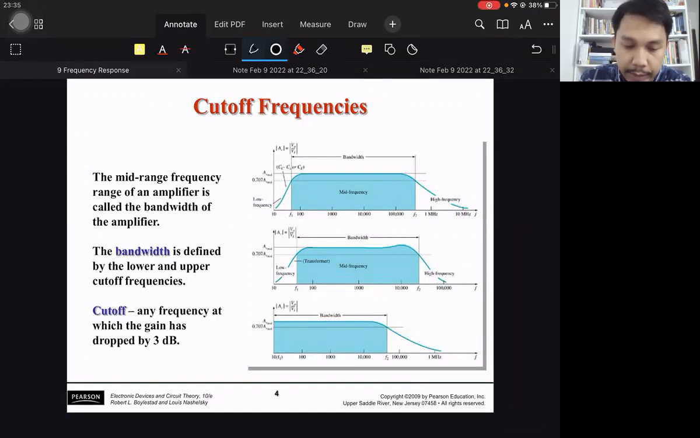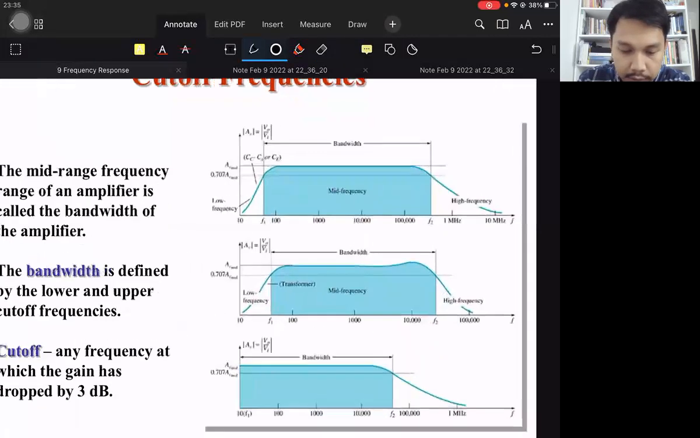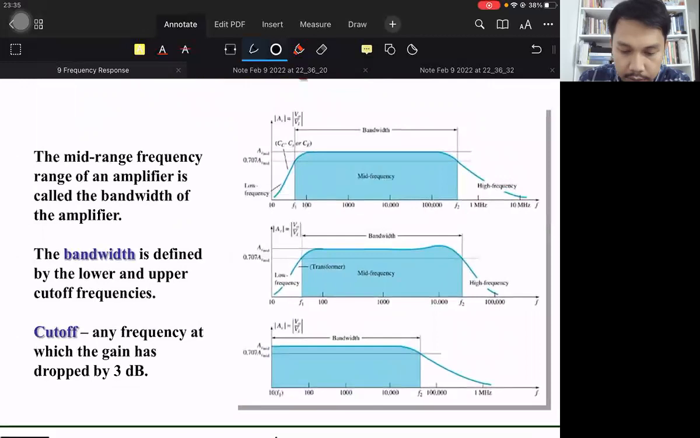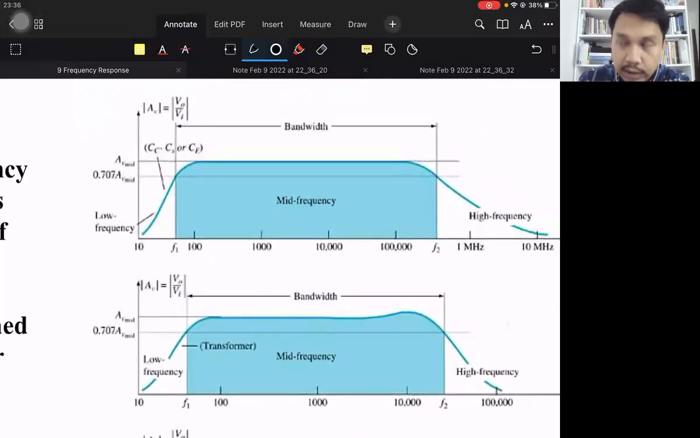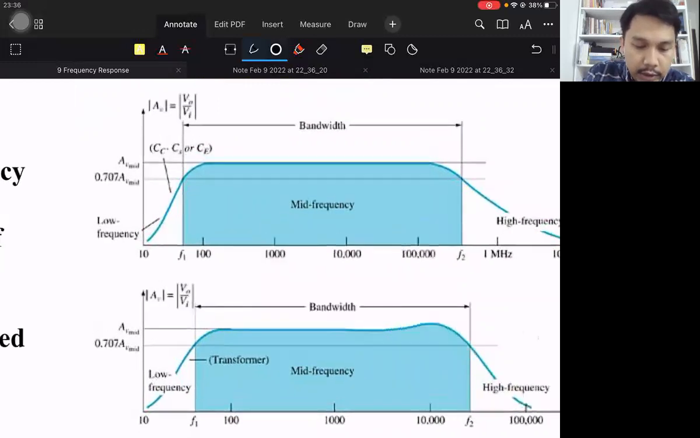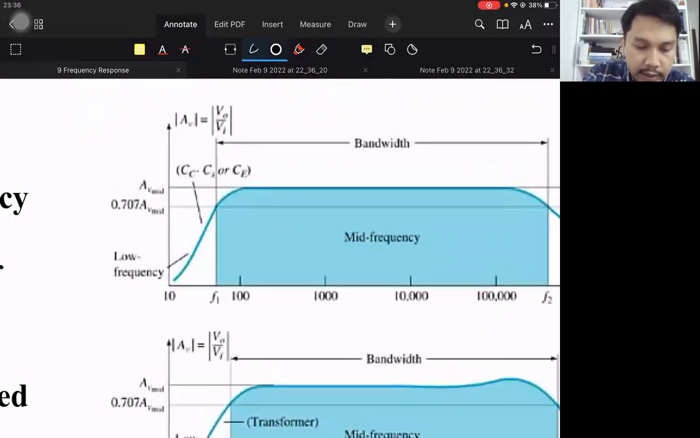So one of the most important parameters in a Bode plot are the cutoff frequencies. Okay, so where will we measure the cutoff frequencies? It is measured at -3 dB. Okay, so -3 dB for voltage gain, that would be 0.707, this one. 0.707 times the unitless voltage gain. Diba?